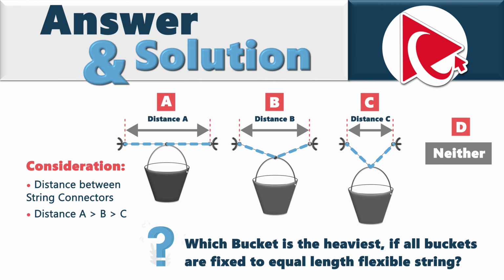But it becomes obvious that because the distance between connectors is shortening, it's impossible to determine which bucket is the heaviest, since the shortening of the distance from A to C can explain the lower positioning of the bucket, even if the buckets had the same weight. Think about it, because it's very logical. Even if the buckets were of the same weight, by shortening the distance between string connectors, you will be able to lower the bucket. Based on this, I can conclude that the correct answer here is choice D, neither.